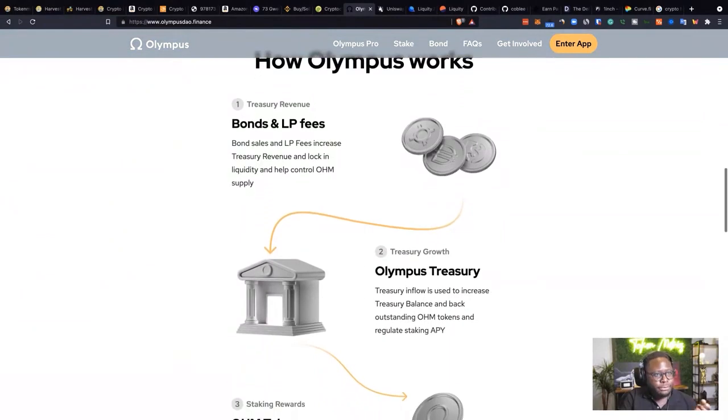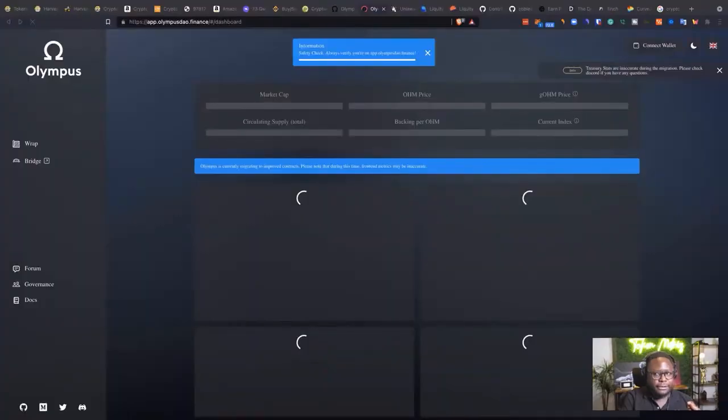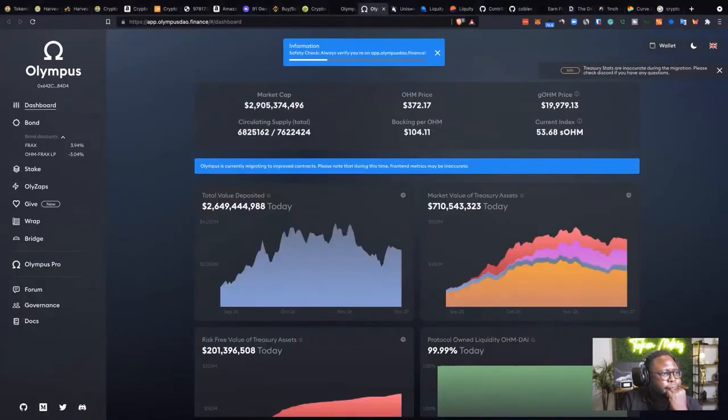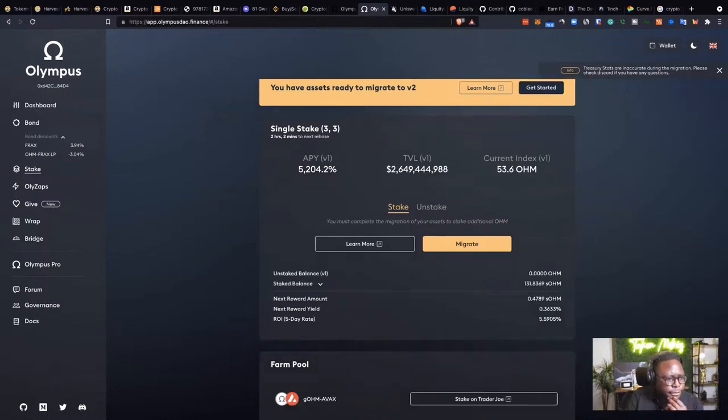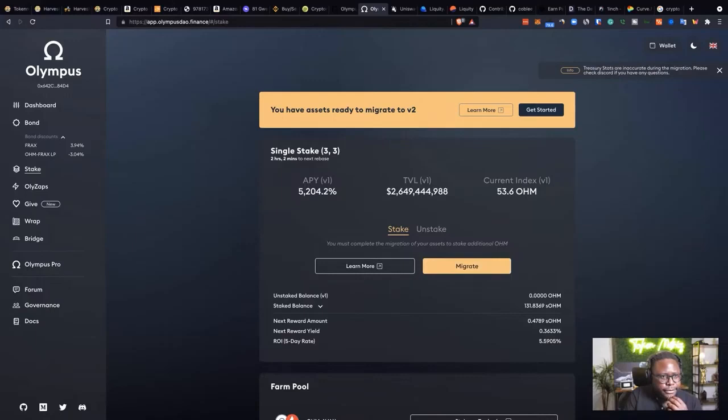Basically what happens is you go to the website, let me actually log in here. Give me 1 second. Let me find a wallet that has some OHM in it. All right, so basically you come here. Okay, looks like I have to migrate to V2. I guess I can't really demo this without doing what I wanted to do. Okay, so I'll just explain this at a high level then.